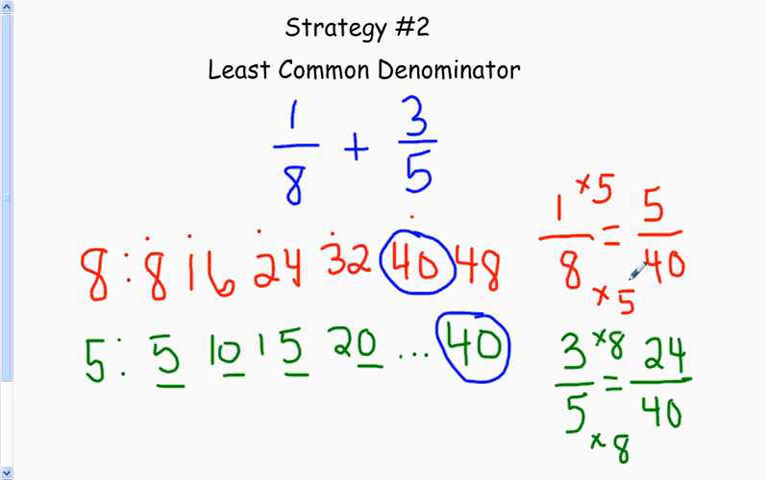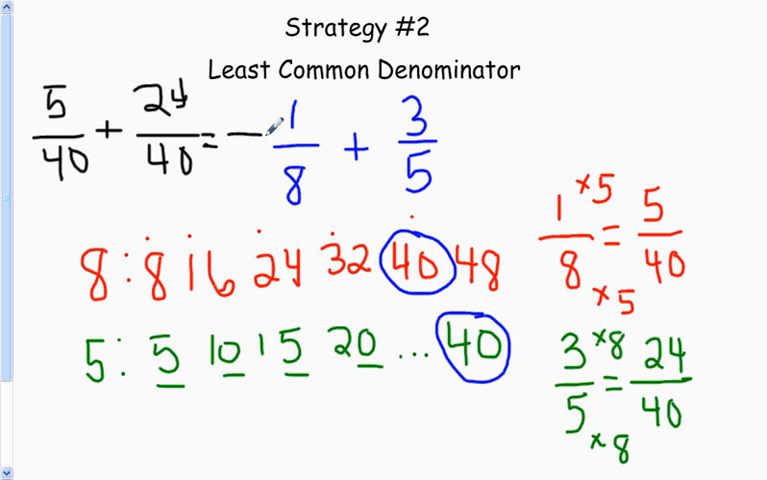Since I don't have much room, I'm going to go ahead and rewrite this problem. 5/40 plus 24/40, and that's kind of messy, but that's okay, equals, now remember, our denominator, which is now the same, will stay 40. And when we add 5 plus 24, we get 29, which is our answer. So there's strategy number 2.